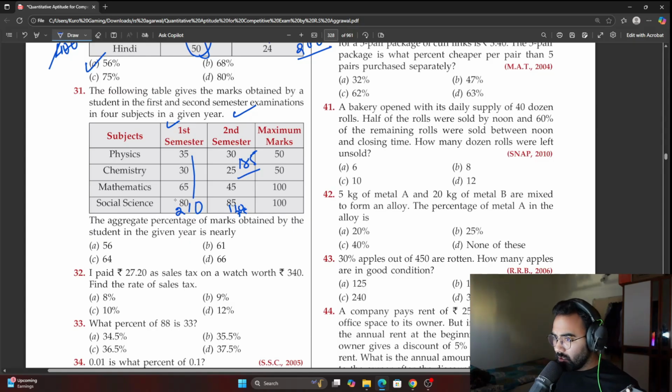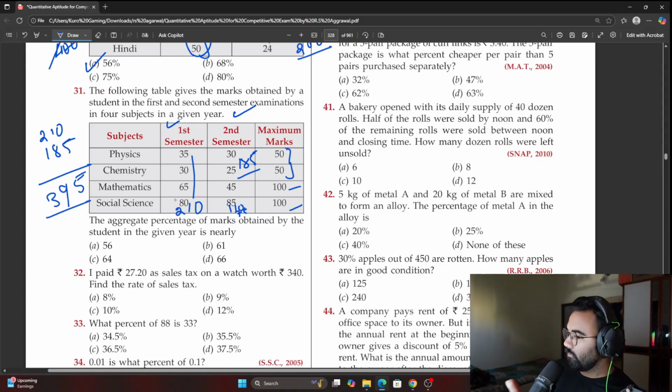So let us calculate the total marks scored. That is 210 plus 185, 395. And what is the total? 100 plus 100, 200. This is 300. And for both the semesters, 600. So 395 upon 600 into 100. 0 is cut.